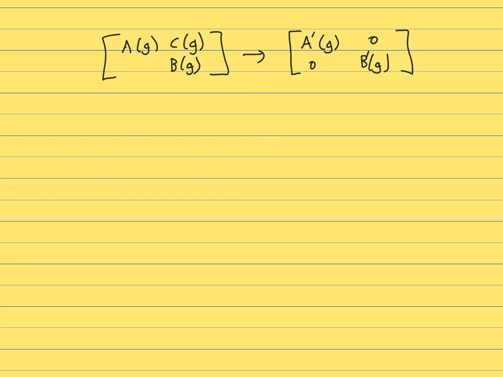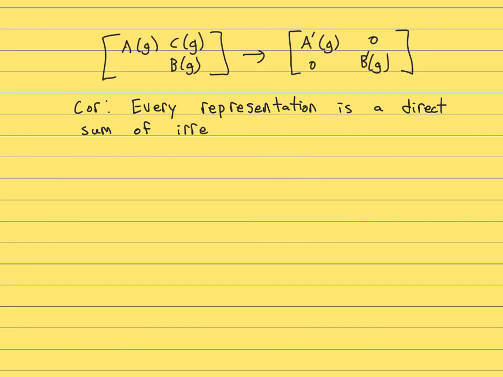The other obvious corollary that's also called Maschke's theorem is that every representation is a direct sum of irreducible representations.